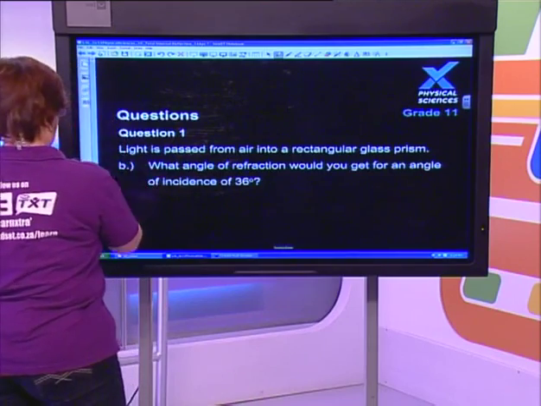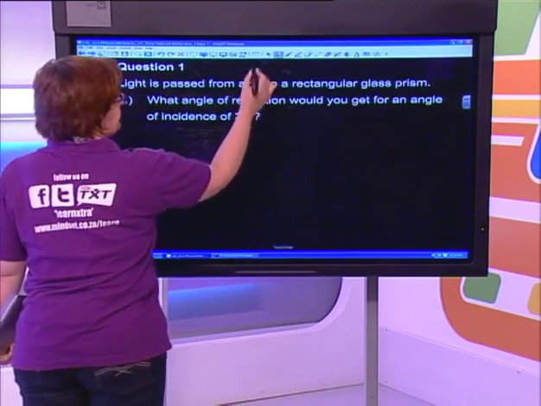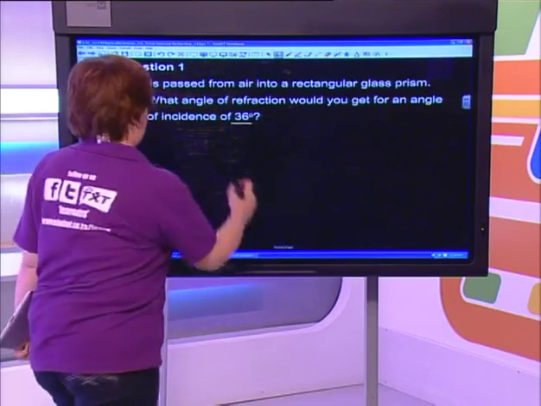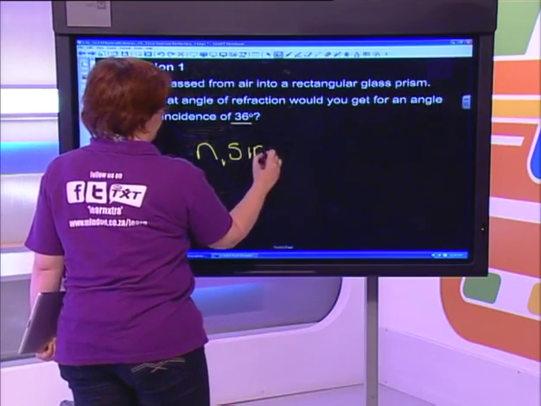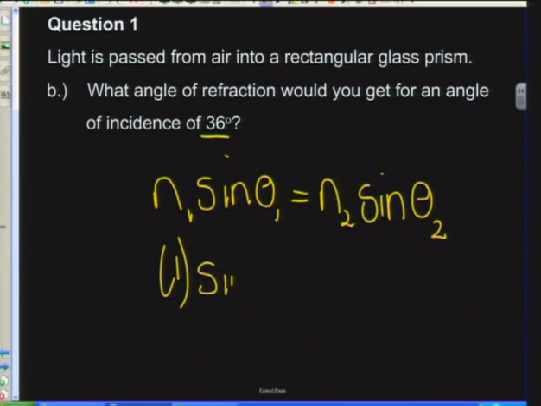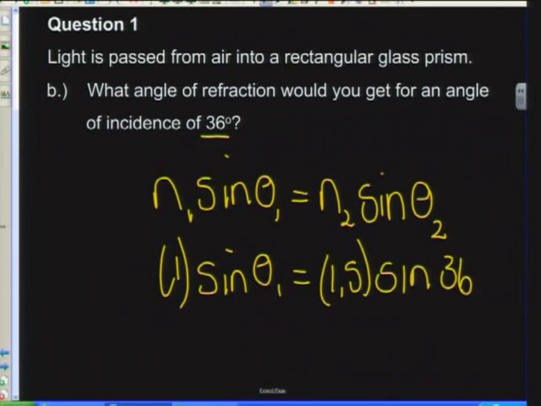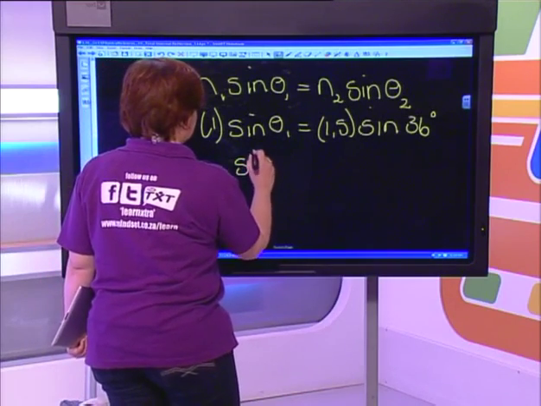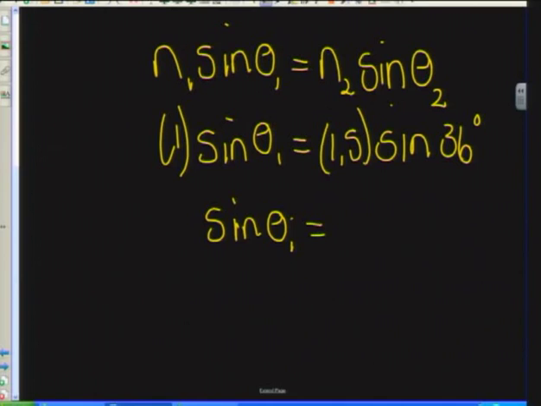So we're going to do another one just to make sure that you can actually set it out. It's the same concept, but now instead of 10 degrees, we're going to use 36. Same process. So we have n1 sine theta 1 equals n2 sine theta 2. n1 is 1. We like it when they do that because it makes our lives so much easier. And n2 is 1.5, that's what we did in the last one, and sine 36 degrees. Now remember, I can divide both sides by 1, so that gives me sine theta for my incident ray on its own.